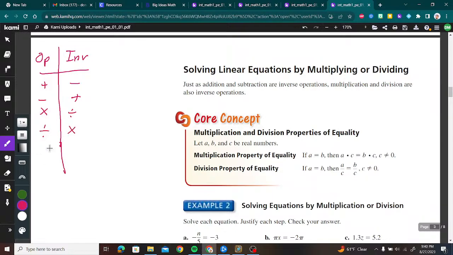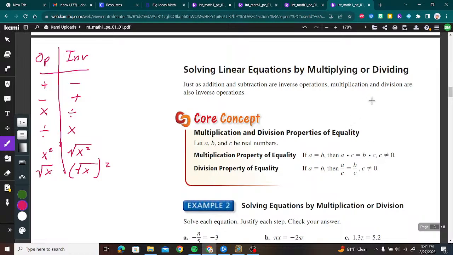And don't forget, if you square a value, the inverse is the square root, or if you have a square root, the inverse is squaring. So just keep those in mind. Let's see. If A equals B, then A times C equals B times C, where C doesn't equal 0.